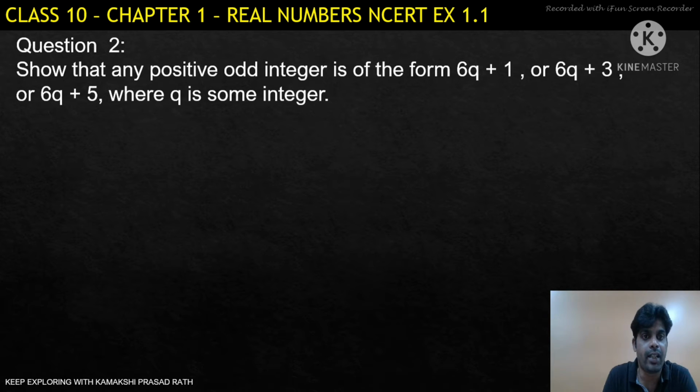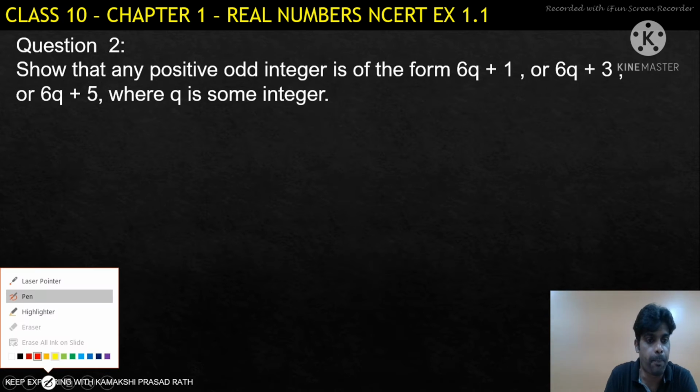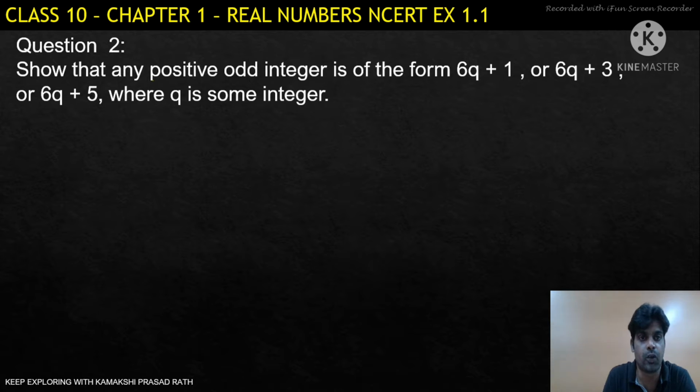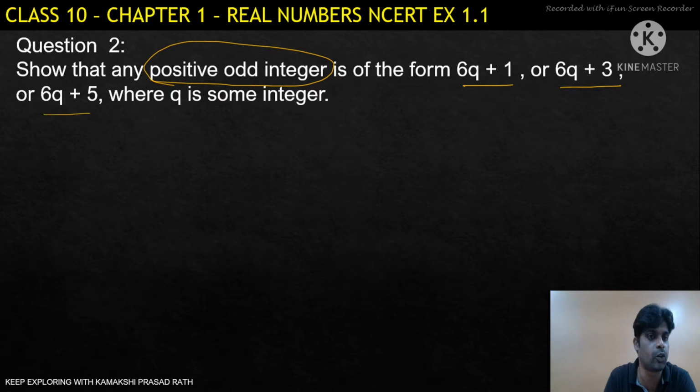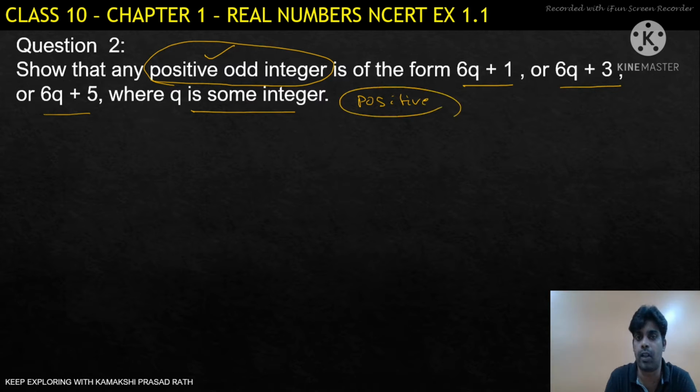So here we have to consider a positive odd integer. We have to show that any odd integer is of the form 6q plus 1, or 6q plus 3, or 6q plus 5, where q is some integer. Whenever we take a positive odd integer, the q is always positive. Although it is not mentioned here, we'll consider it positive, because when we divide a positive by another positive, we always get a positive integer.